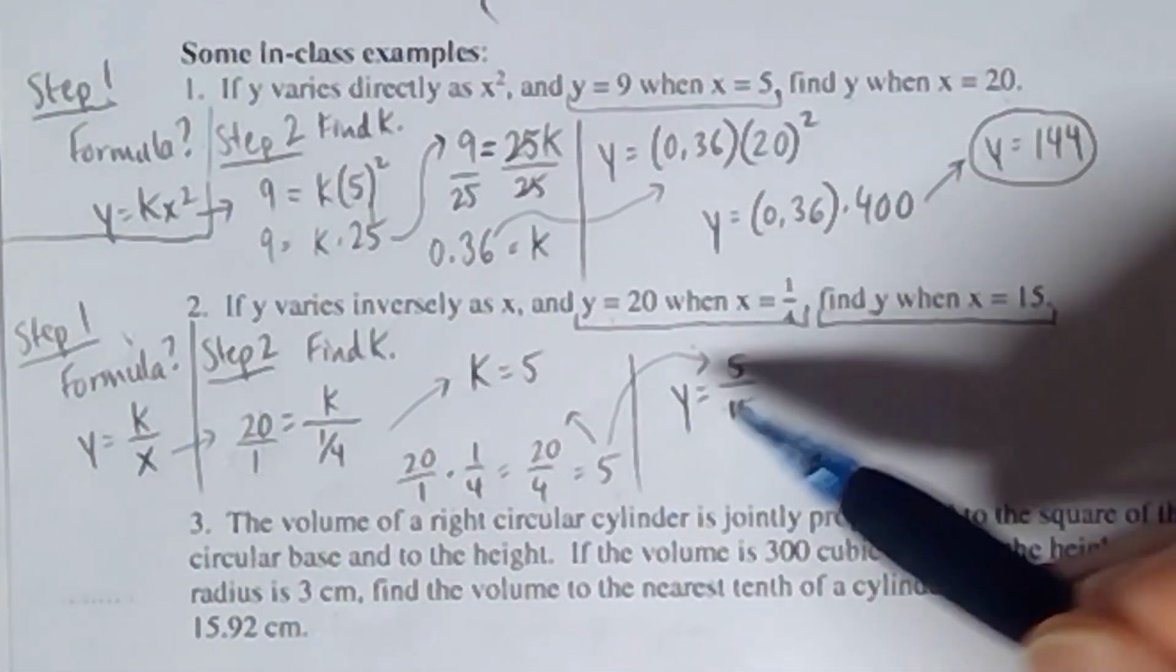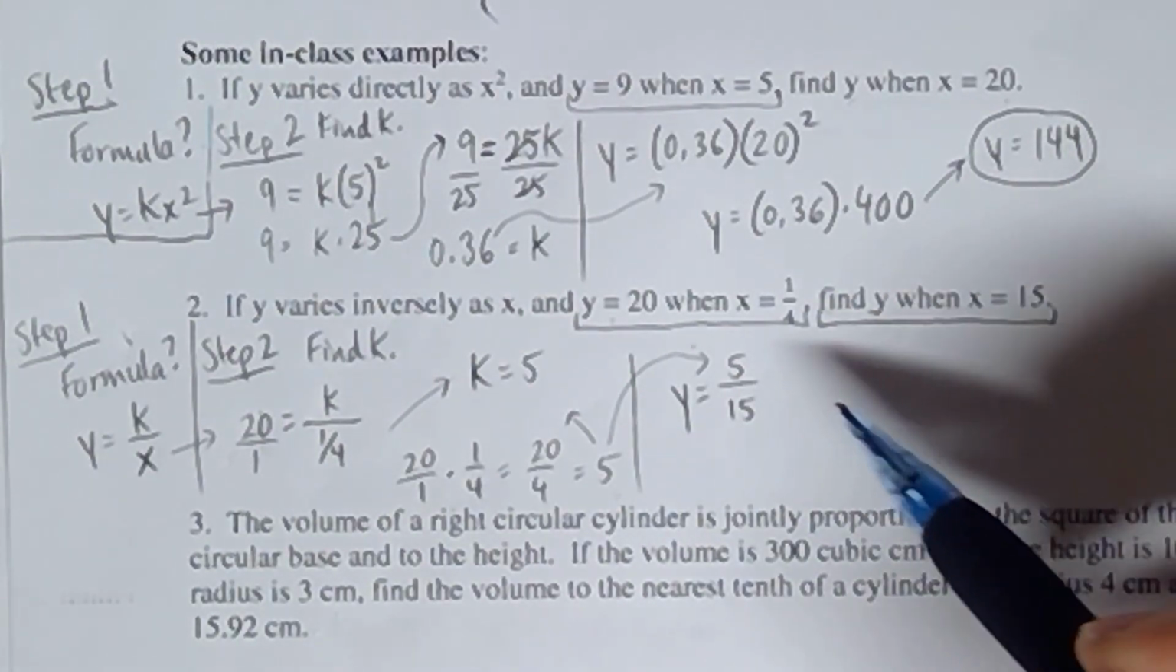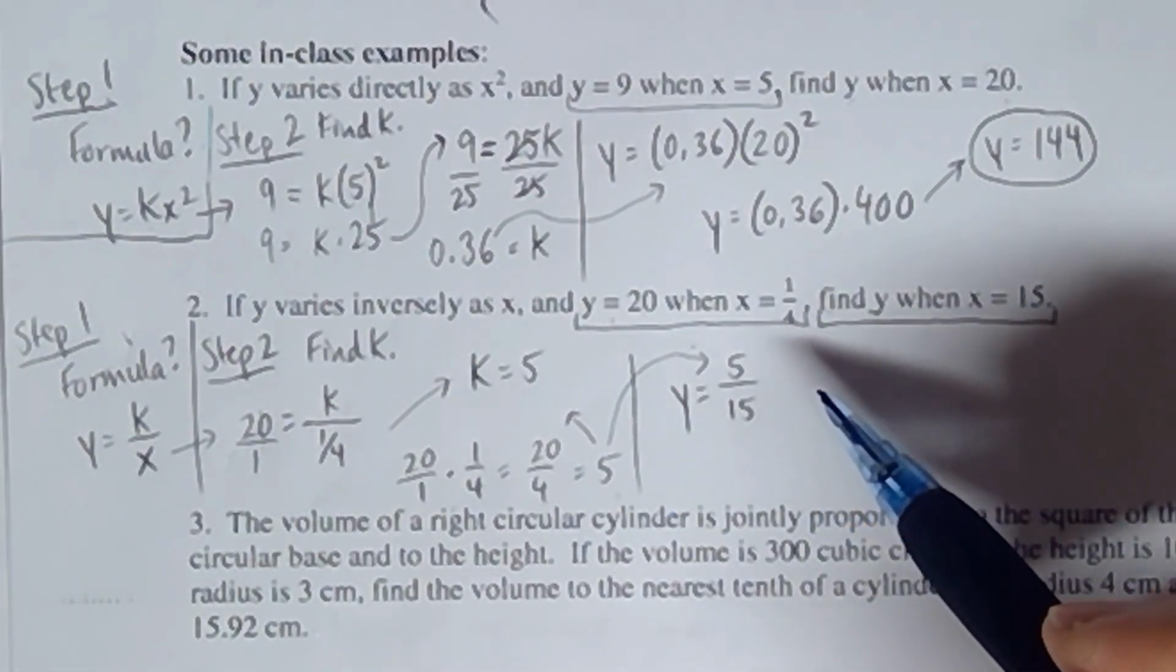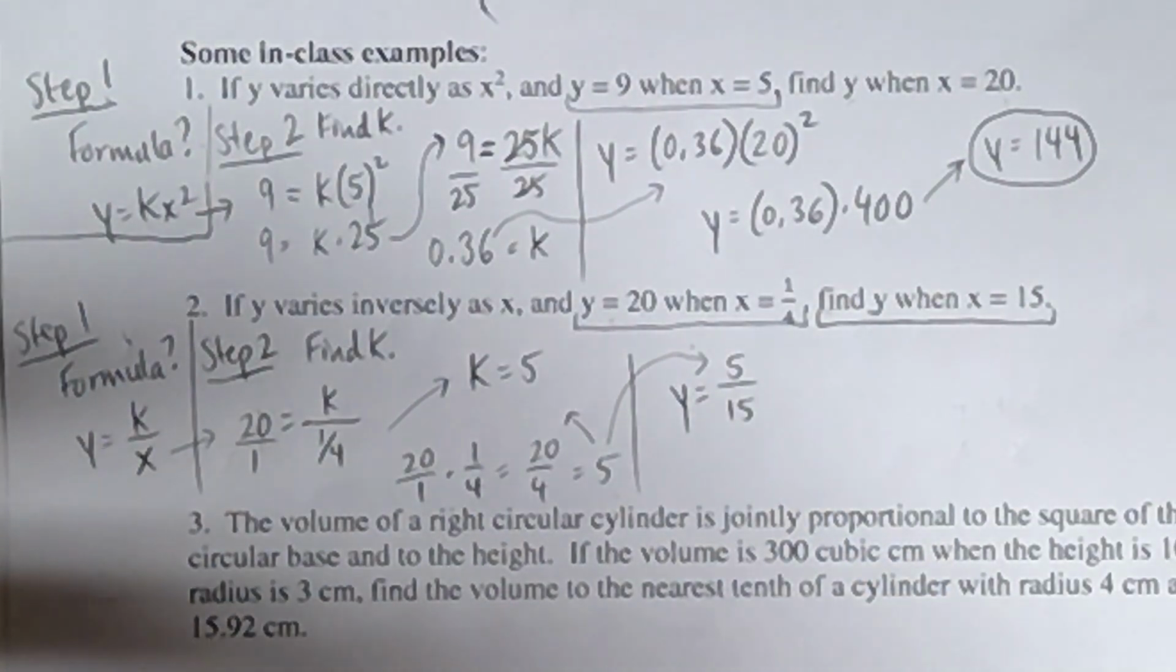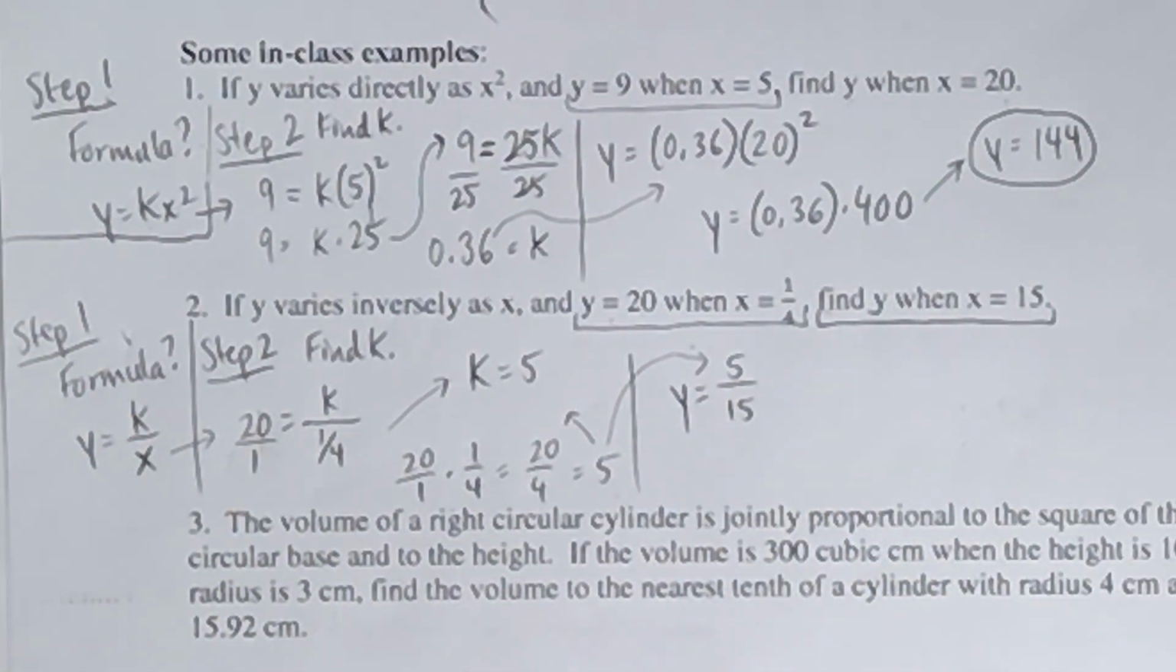But if it's not by itself, you get it by itself. Since it is already by itself, you just figure out what 5/15 is equal to. Again, you can keep that as a fraction. Unless I tell you otherwise, you can keep that as a fraction as your answer as long as it's in lowest terms.